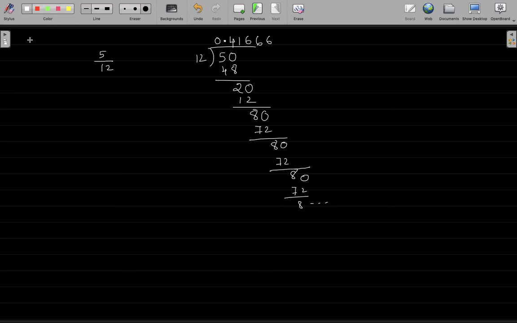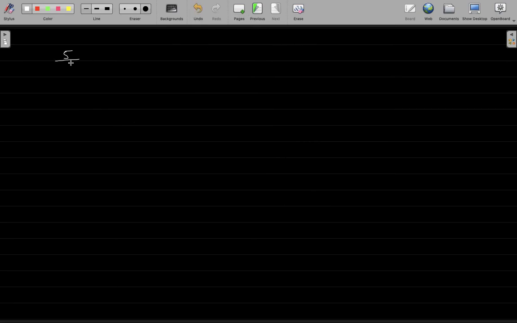This goes on. So what you can see here is 5 by 12 is 0.4166666666 and so on. So what is repeating here? 6 is getting repeated. So how are we going to write this? We're going to write this as 0.416 bar, and this bar is only over the 6. Only over 6, indicating that 6 is that digit which is getting repeated. You understand?